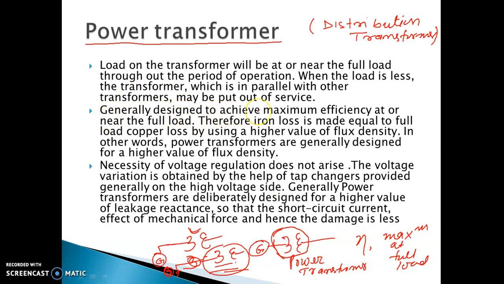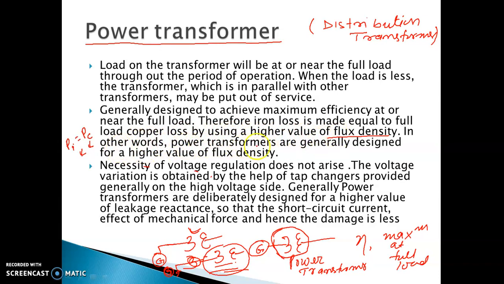It is generally designed to achieve maximum efficiency near full load. Therefore, iron loss is made equal to the full load copper loss by using a higher value of flux density. This point is important. You know efficiency is maximum when iron loss is equal to copper loss. Iron loss is a constant loss and copper loss is a variable loss. When these two losses are equal, then the efficiency of the transformer is maximum, and it is obtained by using a higher value of flux density.